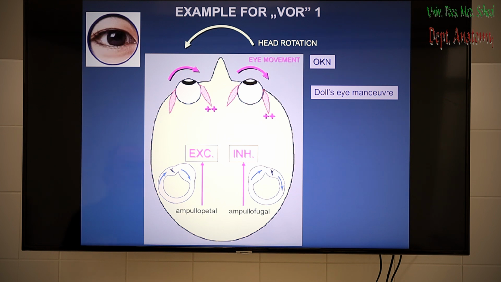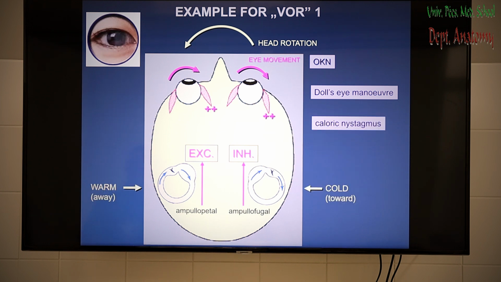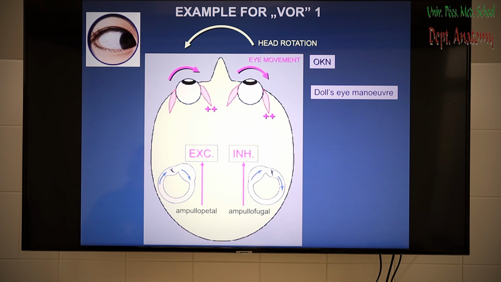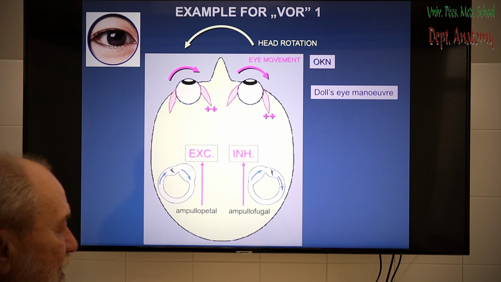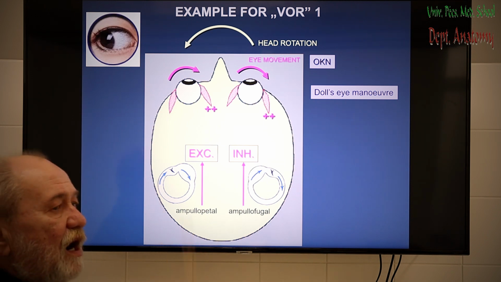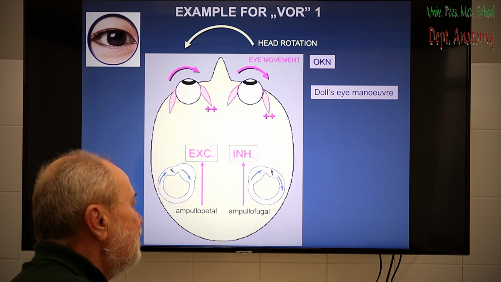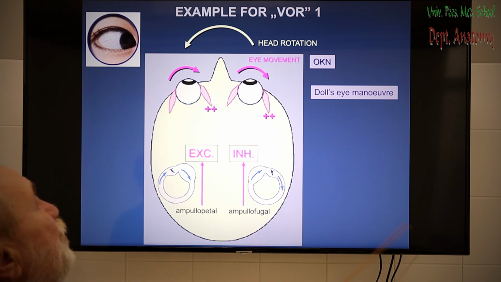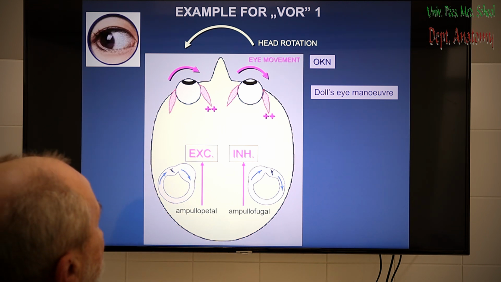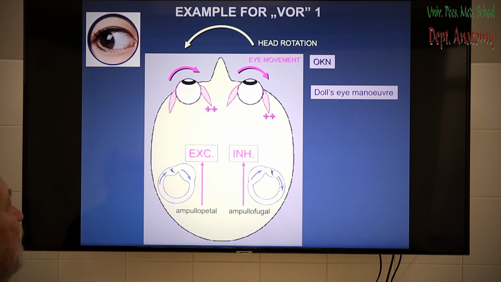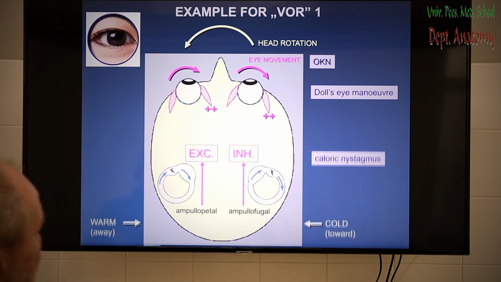The other important reflex in which the pathways are involved is the doll's eye maneuver. I don't know whether you know this, but these small baby dolls, which little girls want to have, have eyes which are closed when the doll is bent to the back and open when it is stood up, and this can be investigated in humans as well. So turning the head to one side results in movement of the eyes to the opposite side.